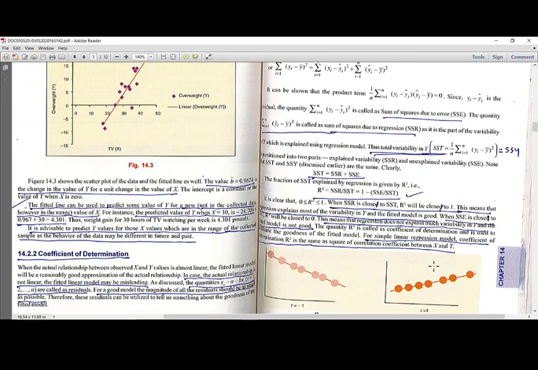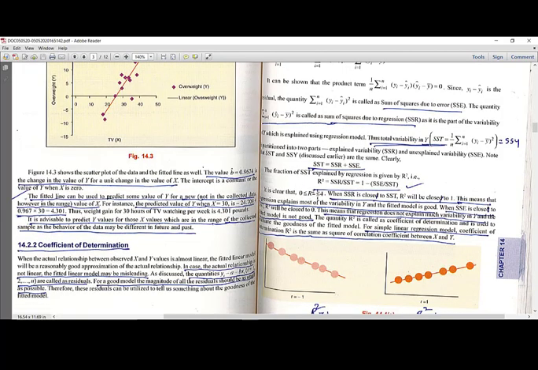It is clear that the R square value lies between 0 and 1. When SSR is closer to SST, as R square is defined as SSR by SST, then R square will be closer to 1. This means that regression explains most of the variability in Y and the fitted model is good. That means an R square value equal to 1 means the fitted model is good.